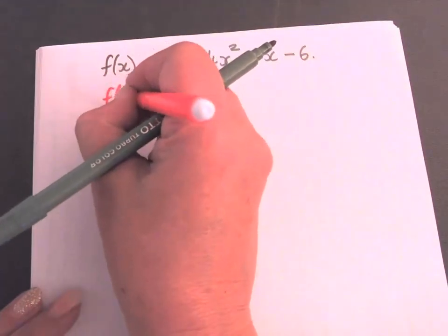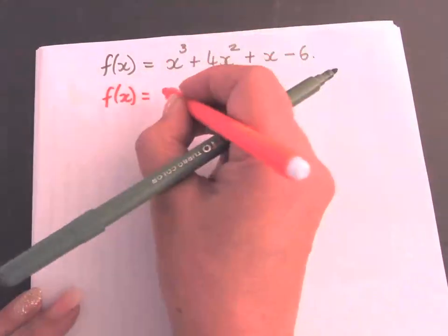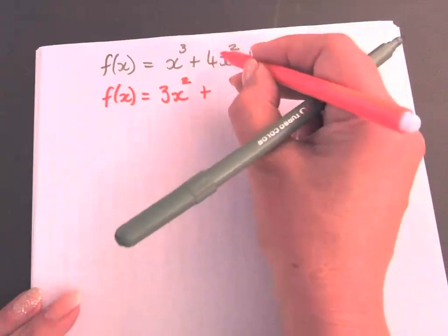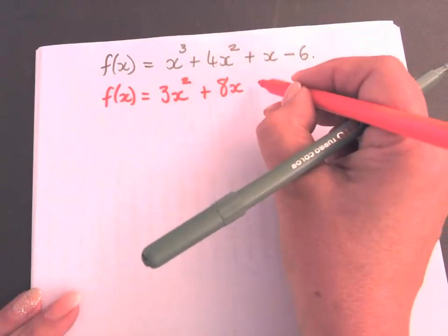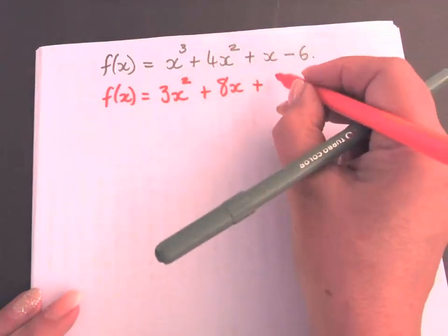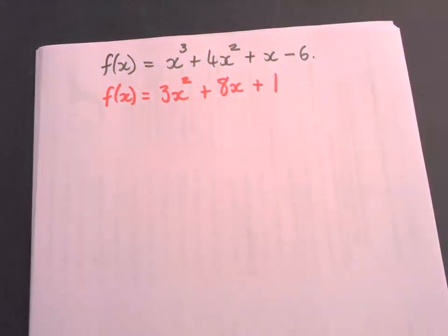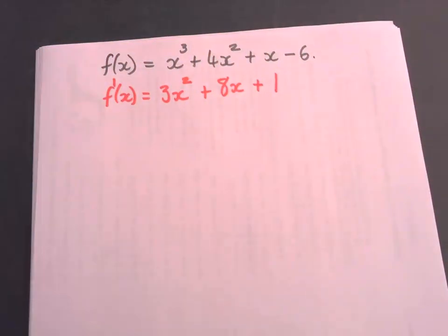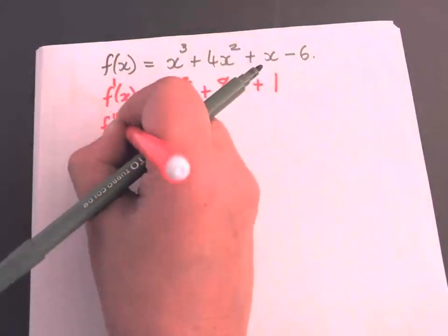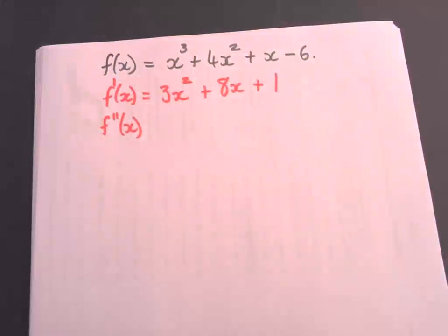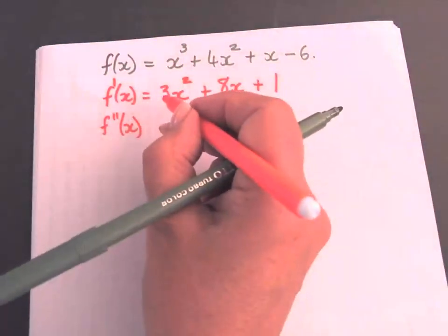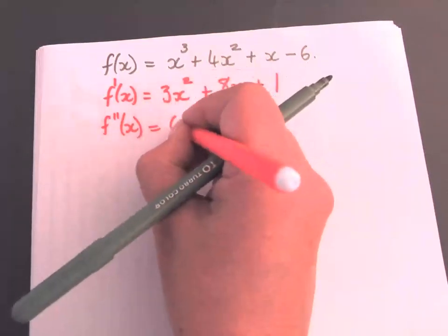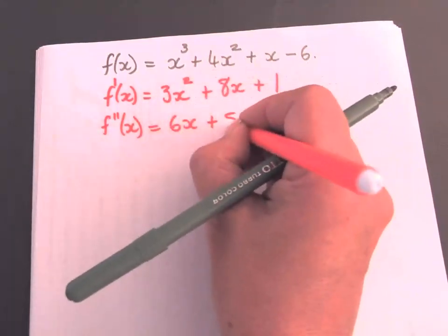So the first derivative is 3 times 1 is 3x squared plus 4 times 2 is 8x plus 1 times 1 is 1, x to the power of 0 is 1. Now we get the second derivative. Where do I get that from? From the first one. So I have to differentiate this one again. 3 times 2 is 6x plus 8.